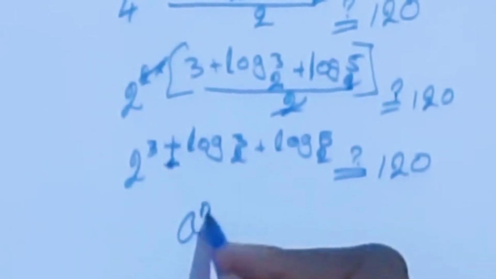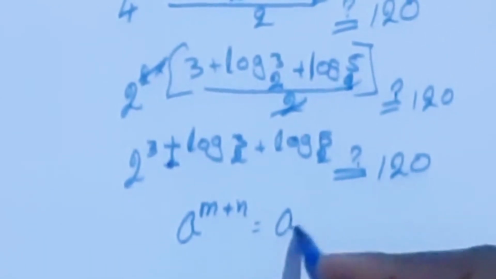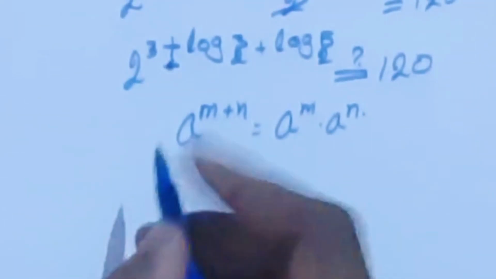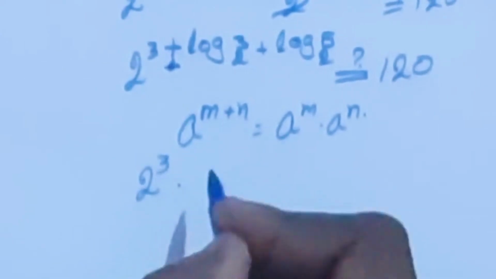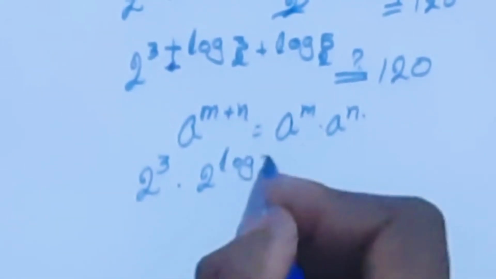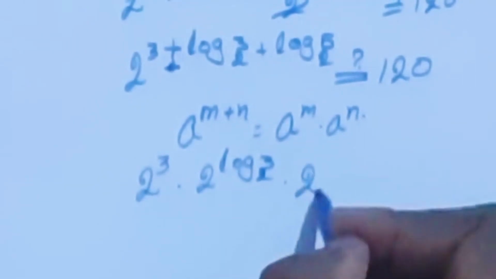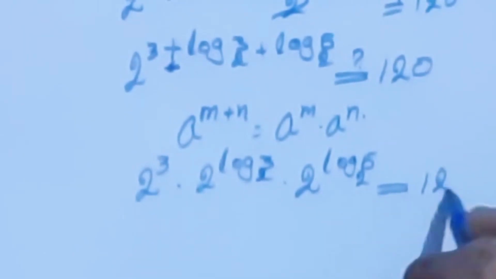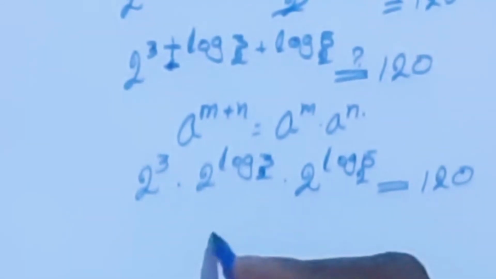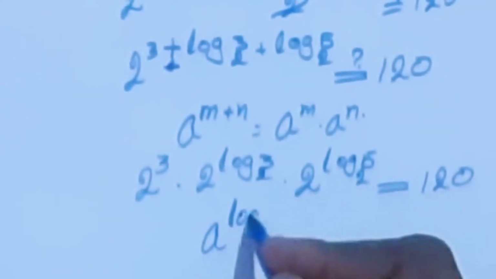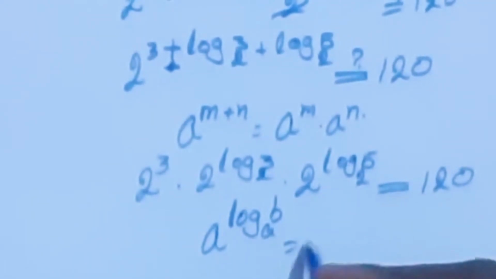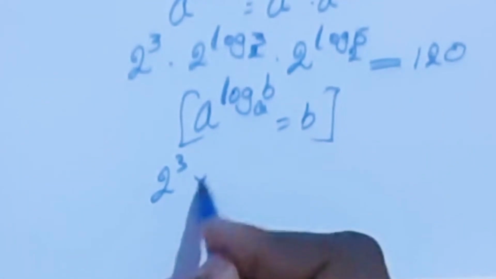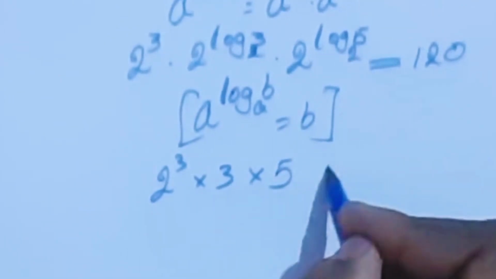Now as per this exponent identity, a power m times a power n, this we are going to apply here. So 2 power 3 times 2 power log 3 base 2 times 2 power log 5 base 2 equal to 120. Here we are going to apply this a power log b base a equal to b. This we are going to apply here. So 2 power 3 times 3 times 5 equal to 120.